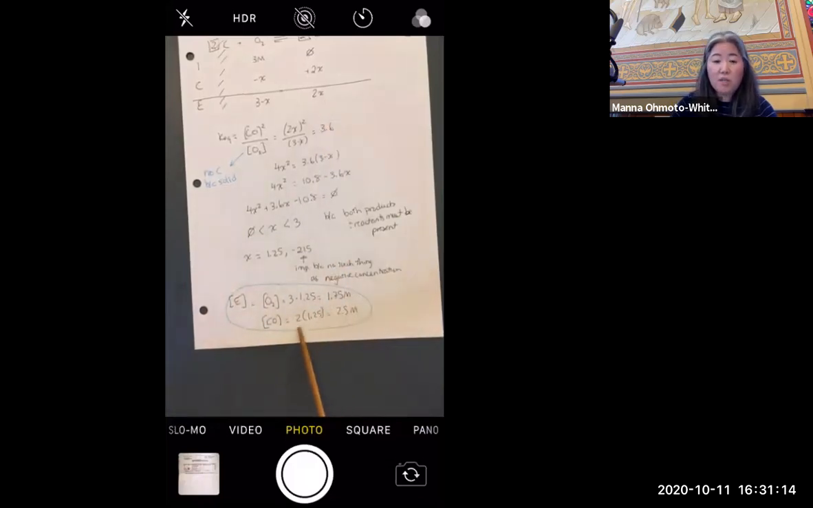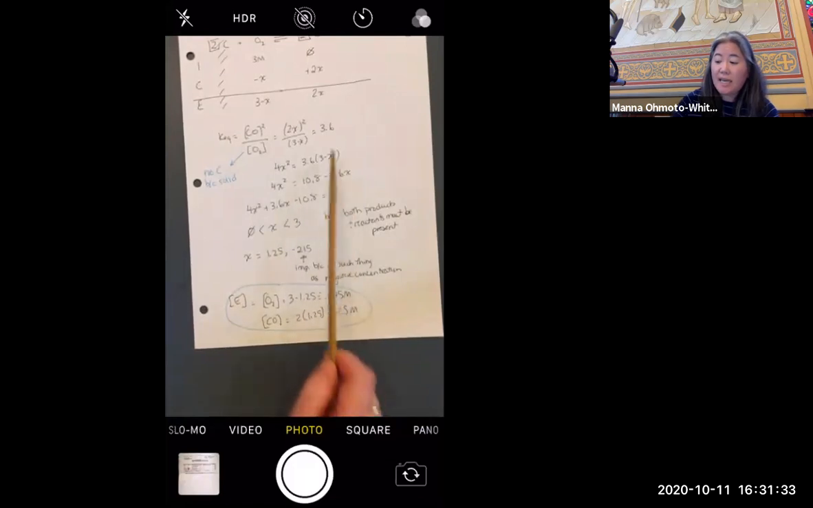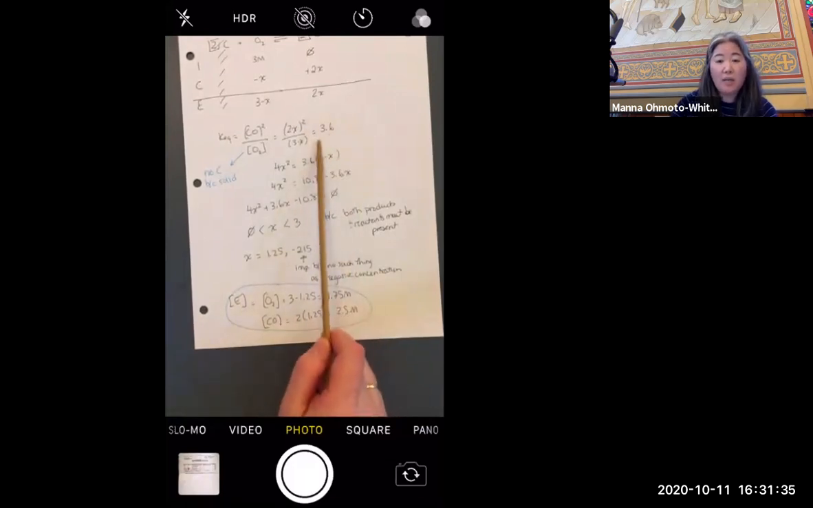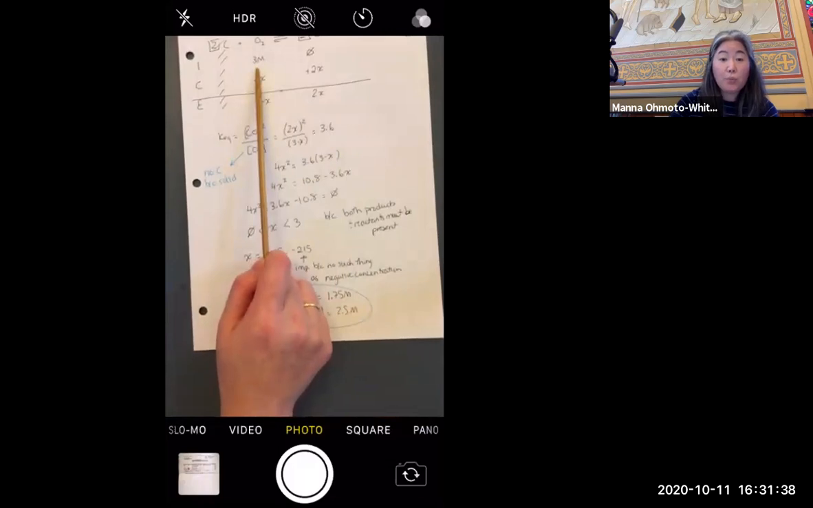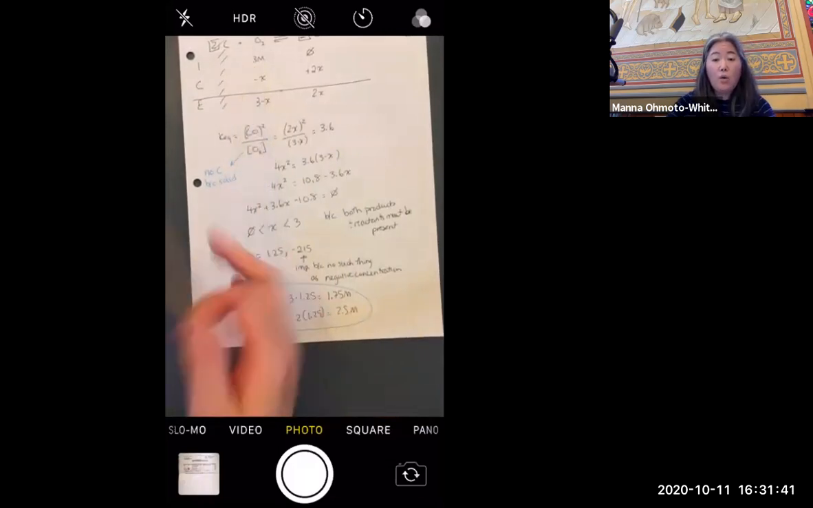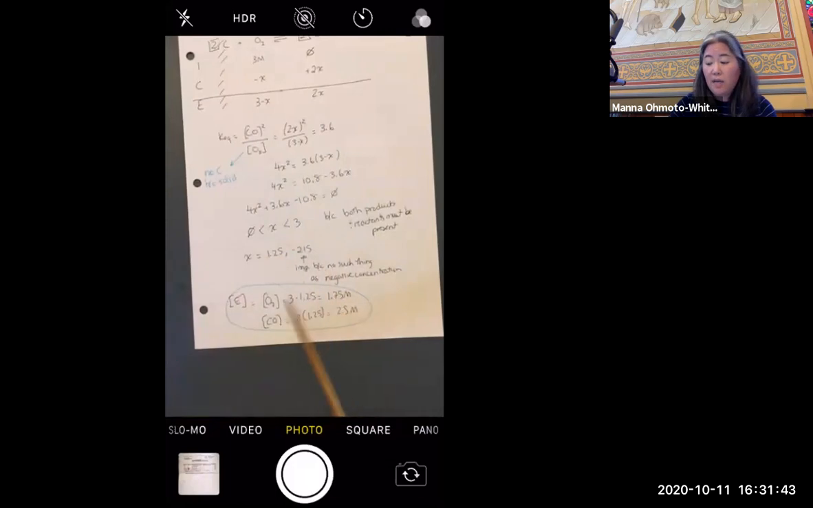CO is going to be 2X, so 2 times that, or at equilibrium it will have a concentration of 2.5 molar. And oxygen will be 3 minus X, or 3 minus 1.25, or 1.75 molar. Again, this tells us that if this is my Keq value, and if I start out with 3 moles per liter of oxygen gas, once my reaction reaches equilibrium, I should expect to have 1.75 moles per liter of oxygen gas and 2.5 moles per liter of carbon monoxide gas.